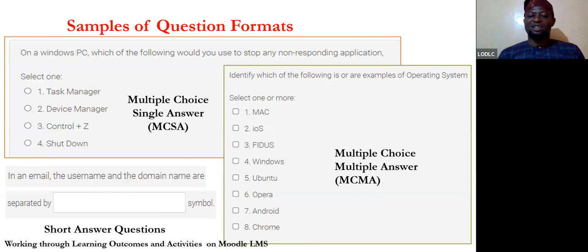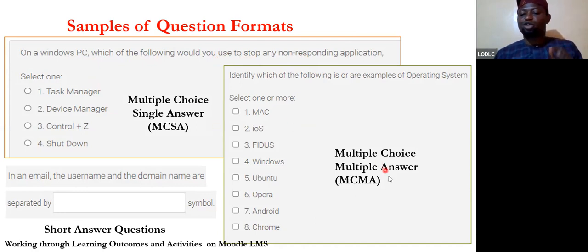So these are samples of the question formats that we are talking about. Look at the first one. We have multiple choice, single answer. What this entails is that students are allowed to pick just one option here. Look at it: on a Windows PC, which of the following will you use to stop any non-responding application? Select one. This is an example of multiple choice, single answer. Many options are provided, but the students are expected to pick just one answer.